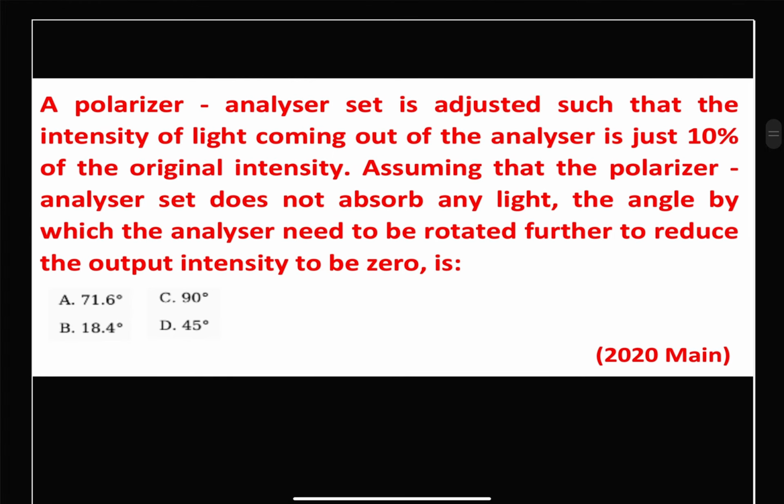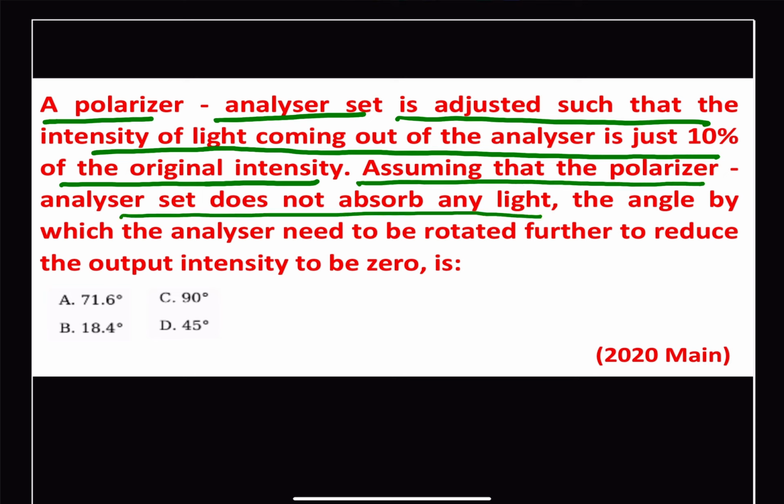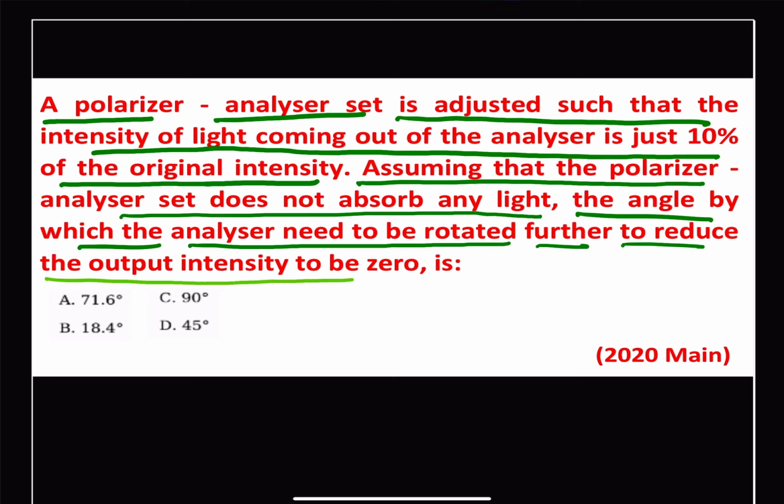It is given that a polarizer analyzer set is adjusted such that the intensity of light coming out of the analyzer is just 10% of the original intensity. Assuming that the polarizer analyzer set does not absorb any light, the angle by which the analyzer needs to be rotated further to reduce the output intensity to 0. Okay, so in this case, we can divide this entire discussion into two parts.